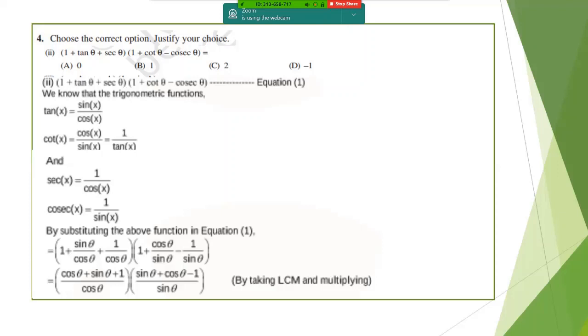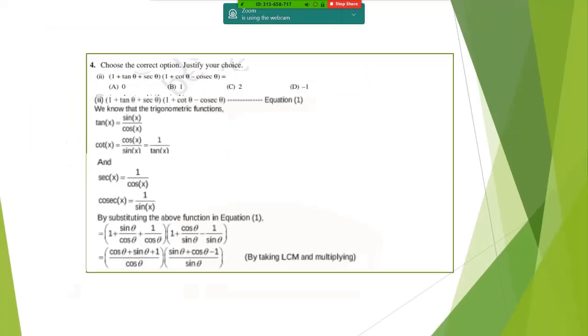Done? Yes, ma'am. Now, just check what was the last part because I'm going to the next slide. So there will be a bit of link breakage there. Fine with it? So sine theta plus cos theta plus 1, sine theta plus cos theta minus 1. Now what do you see in this last step?